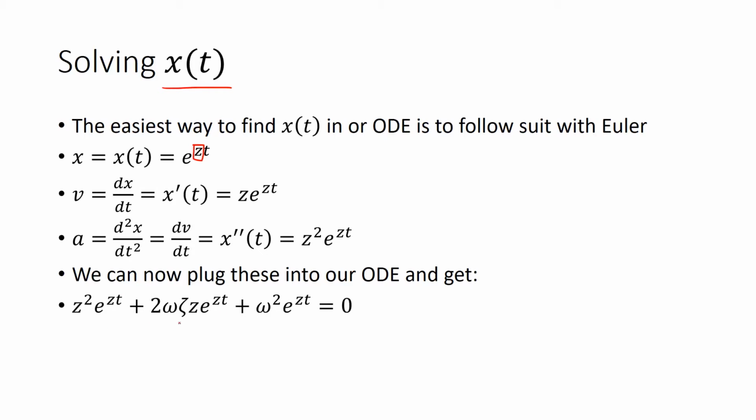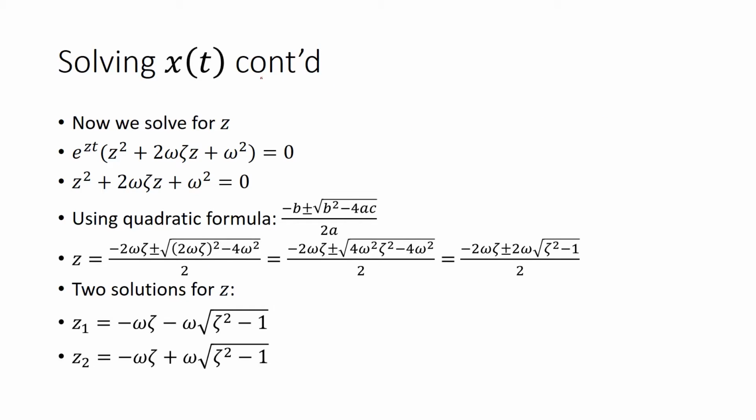But we still don't know what z is, right? So that's going to be the next step, is we're going to be solving for z. So we can factor out the e^(zt), which just leaves us with this simple parabolic equation. We can use the quadratic formula to figure out the two solutions for z, which are shown right here.